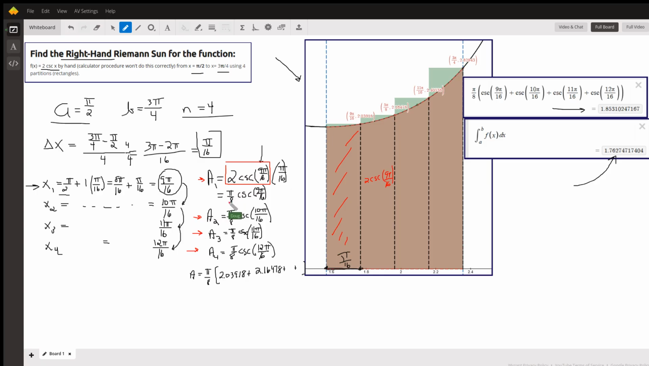I notice that every one of these areas has a pi over 8 in it. So I can factor that out and just take the cosecant of each of these x sub i's. And that's what these values are right here, the function value at each of the x sub i's. If you add those all together and then multiply by pi over 8, you'll have this approximate area right in here, which is what this is. Okay, there you go. Hope that helps.